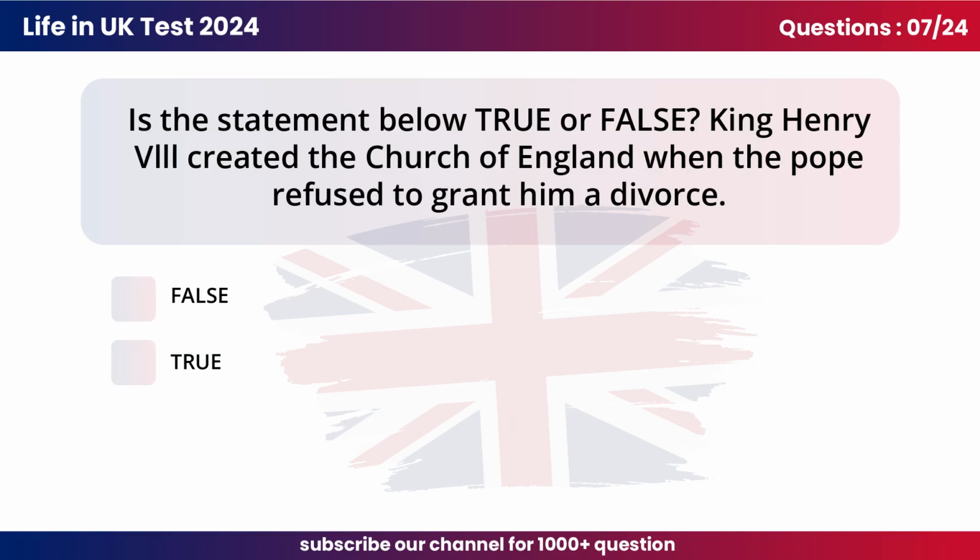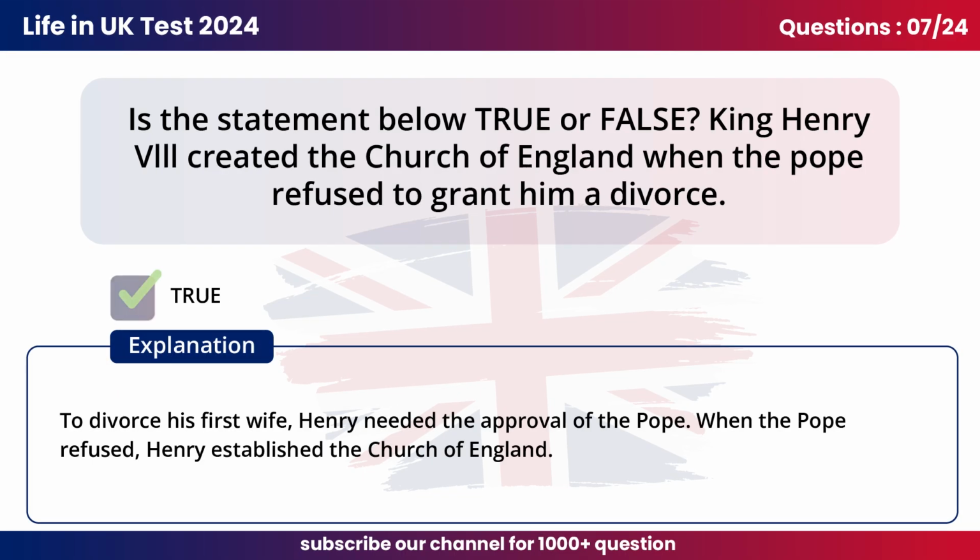Question 7. Is the statement below true or false? King Henry VIII created the Church of England when the Pope refused to grant him a divorce. True. To divorce his first wife, Henry needed the approval of the Pope. When the Pope refused, Henry established the Church of England.